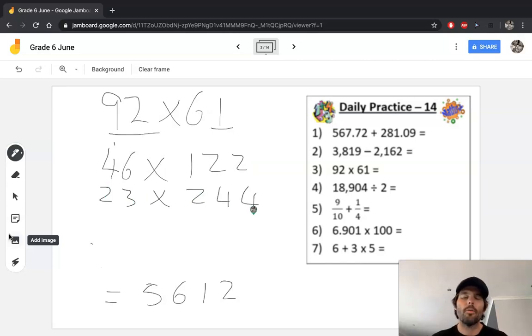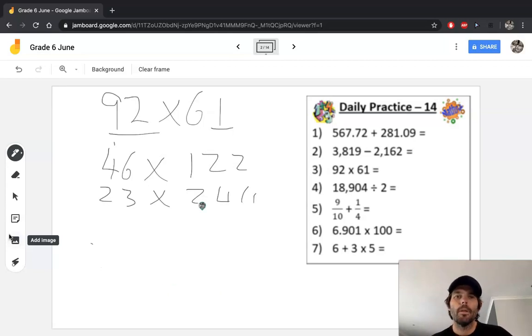Okay, but I can't really go much further. So in this instance, I'm not too sure if it really makes the calculation easier, because 23 times 248 is still going to be quite a tricky calculation to do. So whatever method you use, just make sure that it makes sense to you and that you're confident and comfortable in doing it. 5,612 is our answer to that calculation.